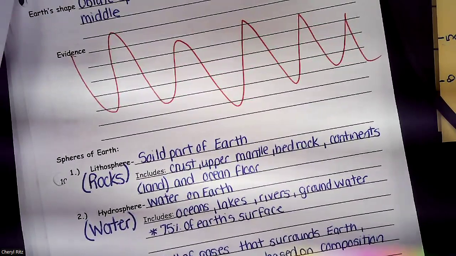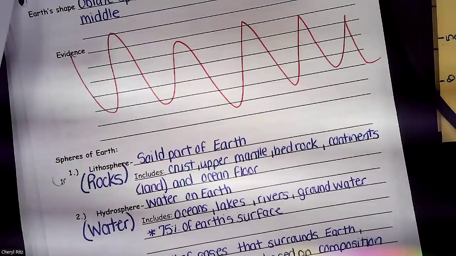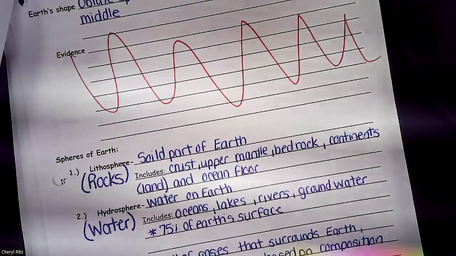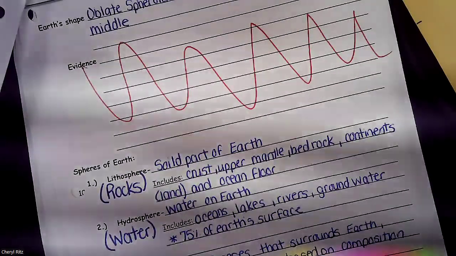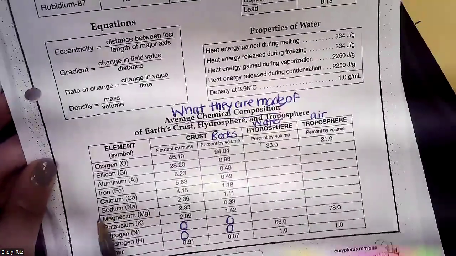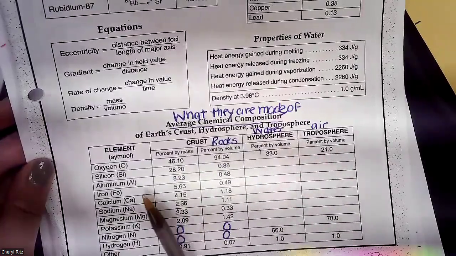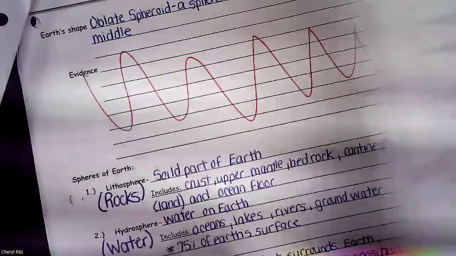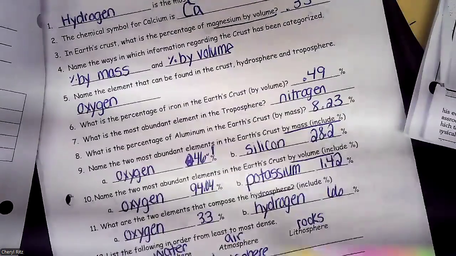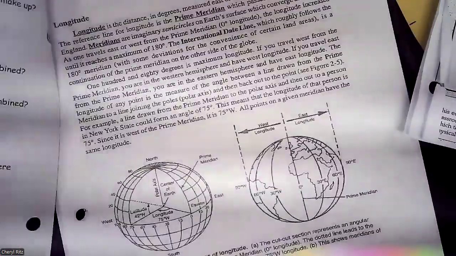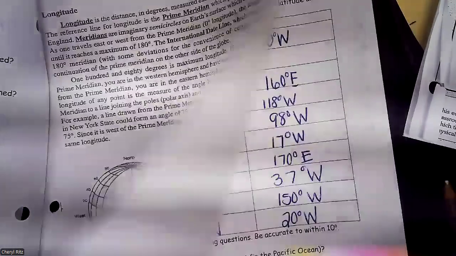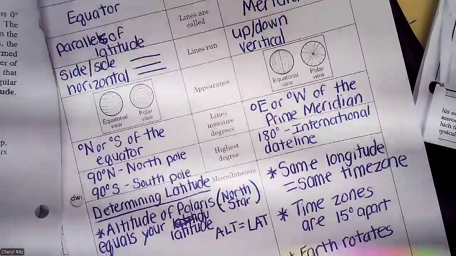So knowing how to use that reference table on the front page of your packet. We've got what all those different spheres are made out of: the rocks, the water, the air. Knowing how to read this chart is on the quiz. This was practice of that. So keep flipping through. Then we get to the latitude and longitude stuff.